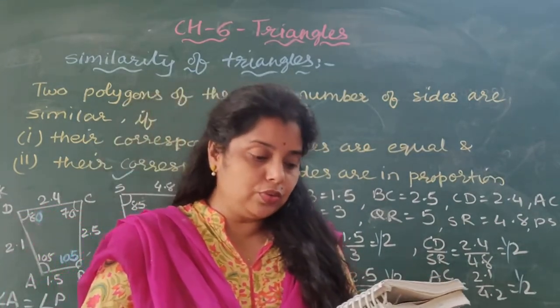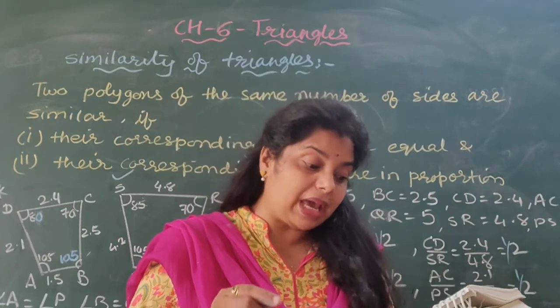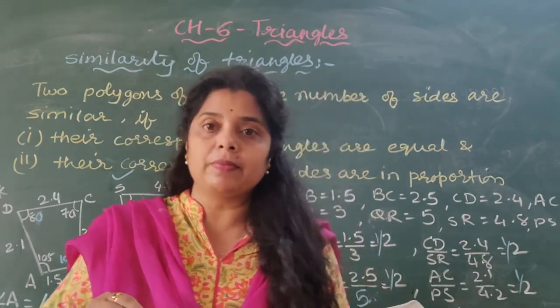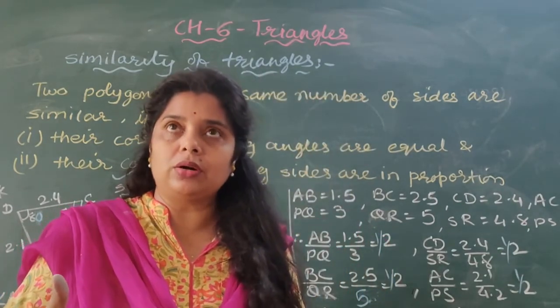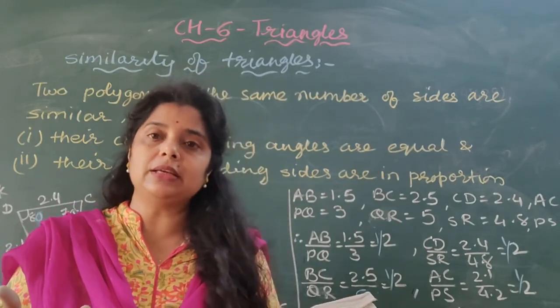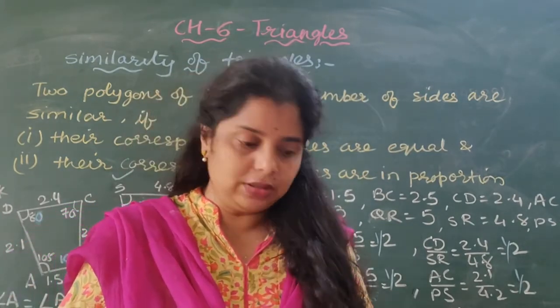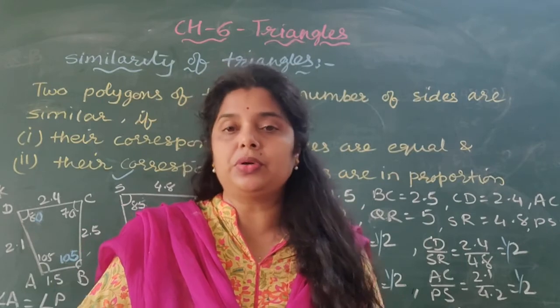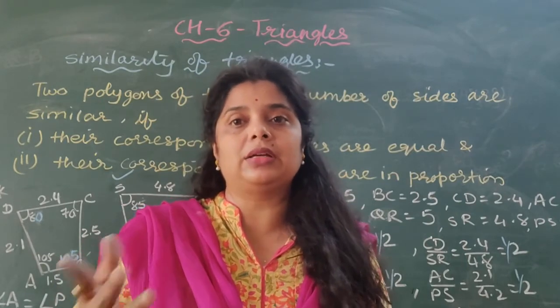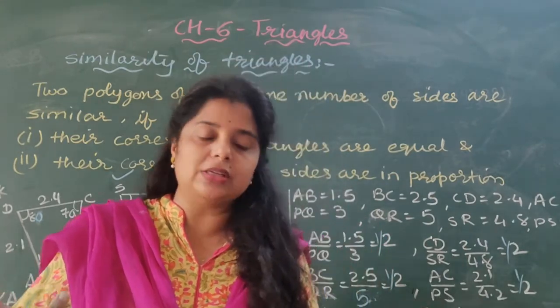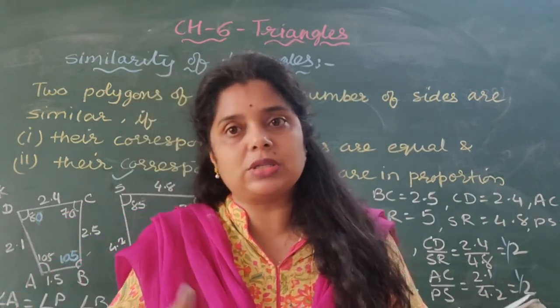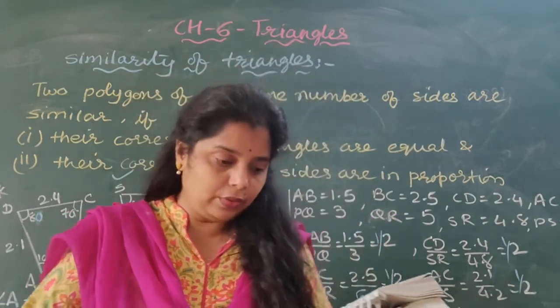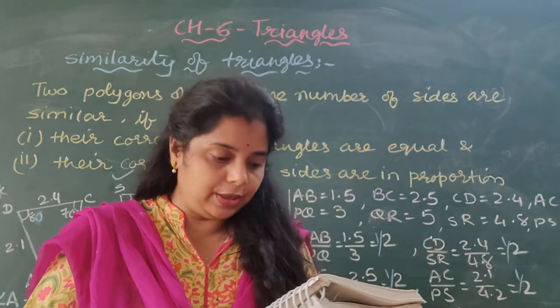Question number 2. Give two different examples of a pair of similar figures. Let's take two circles. We can say they are similar figures. For non-similar figures, you can take one as a triangle and the other as a circle. So these two figures are non-similar figures because their shape is different. Okay. Now question number 3.